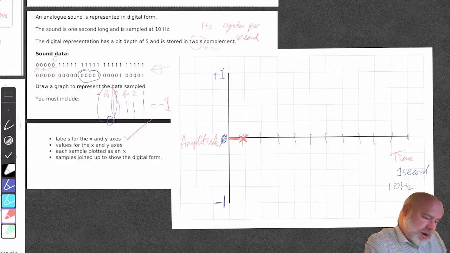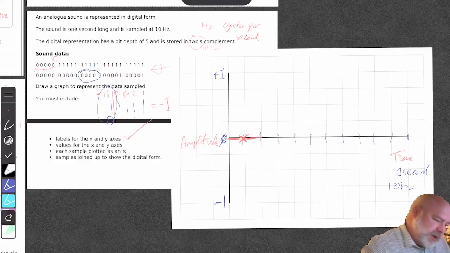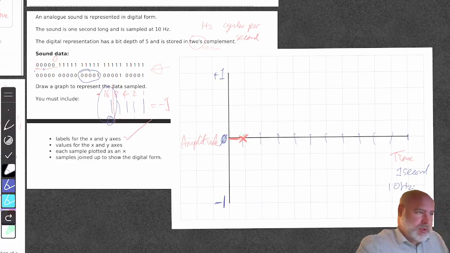What's the next one? Minus 1. So it's going to go, let's go over here, just to make this a bit easier to see. So let me just mark the points in there.